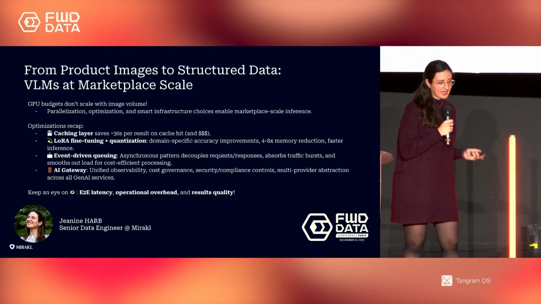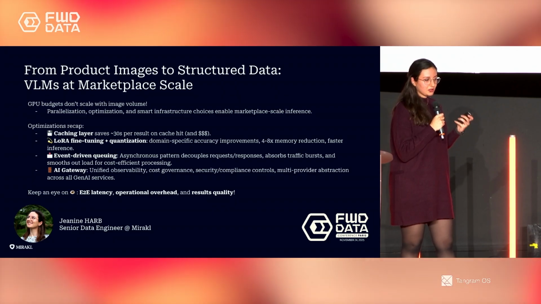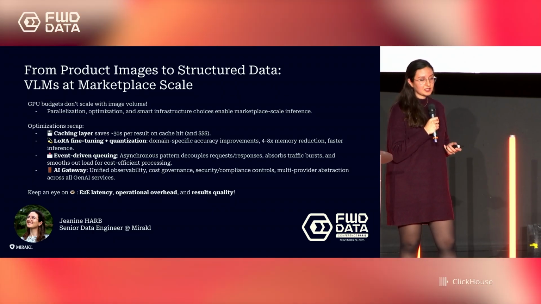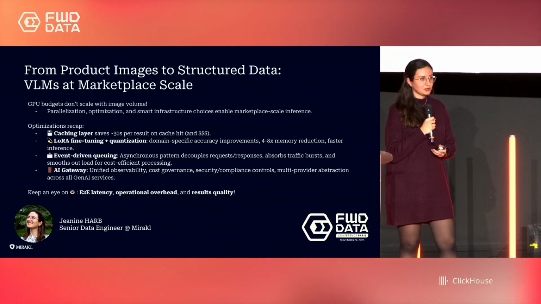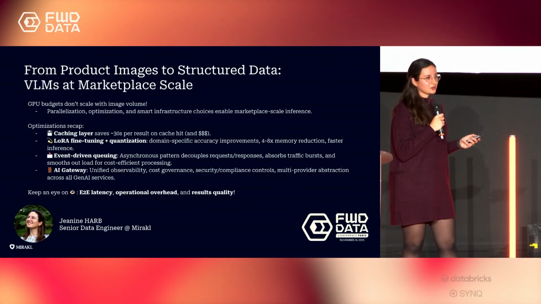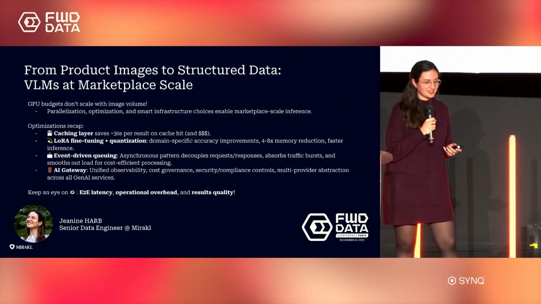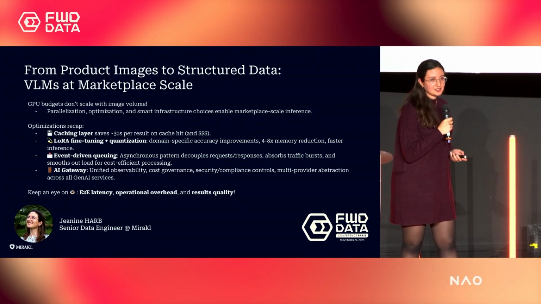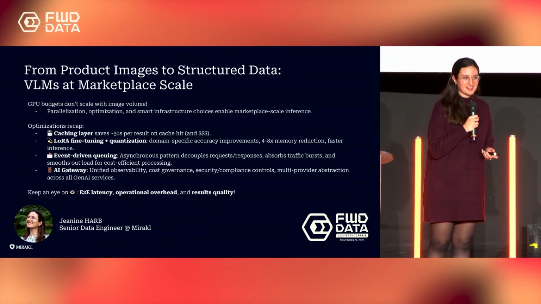So we can add a caching layer. We can use LoRA fine-tuning plus quantization. We can use event-driven queuing as well as an AI gateway to monitor everything that's going on. And as to the key considerations that I've evoked at the end, keep an eye on end-to-end latency, operation overhead, and results quality. That's it for me.